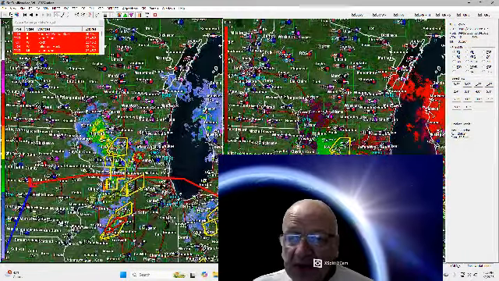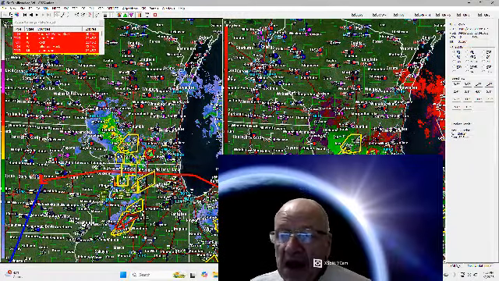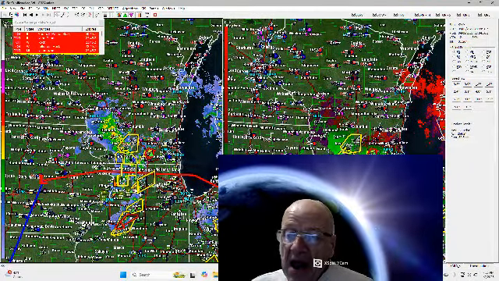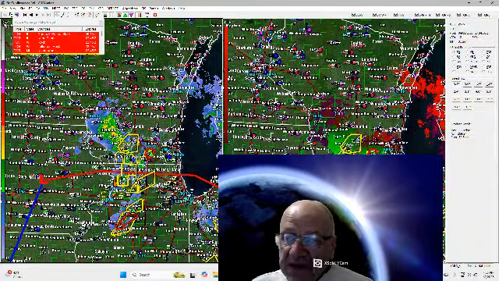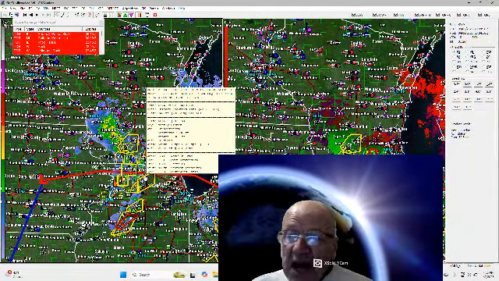All right. And we'll back it up here a little bit. This is all due to this warm front lifting northward. You see, here's our low. And we have a lot of severe thunderstorm warnings here across this area. And this is bringing moist air into the region.